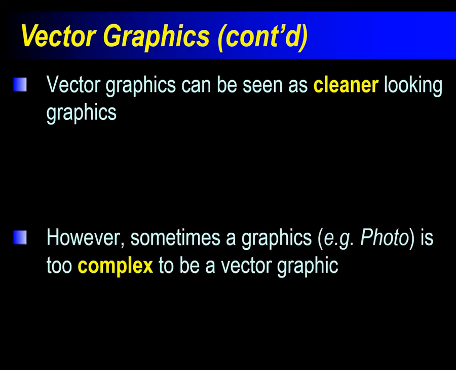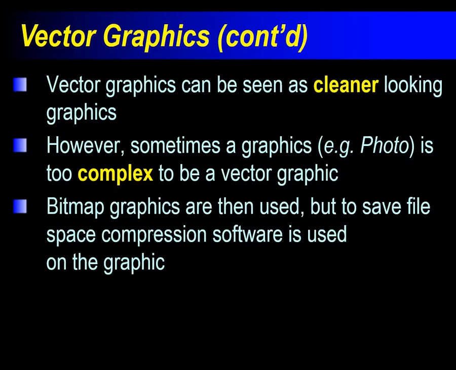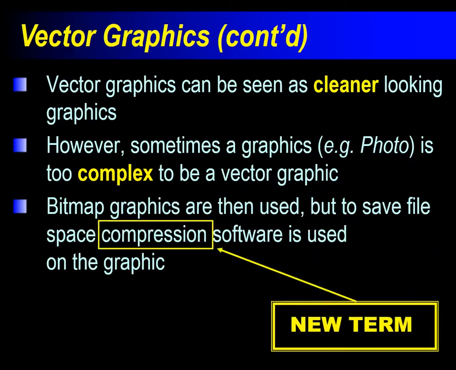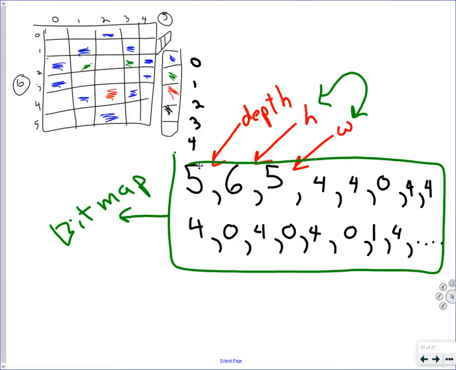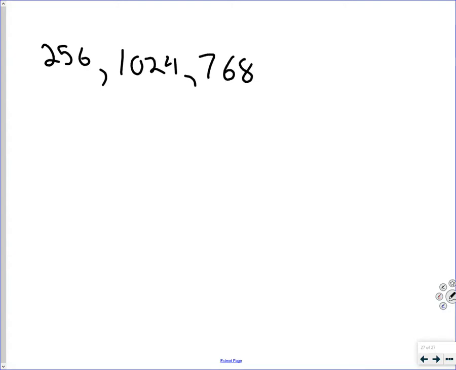Okay, so vector graphics are cleaner, but obviously sometimes actual graphics are too complex to be stored as a vector. But what if they are still bitmaps? Then we can use what's called compression software on the graphic. So let me jump back to here. Imagine this was actually a much bigger graphic than just that one. Let's say it was stored like this, that it uses 256 colors. It's a 1024 by 768 graphic.